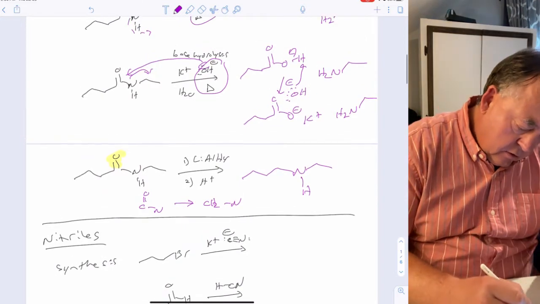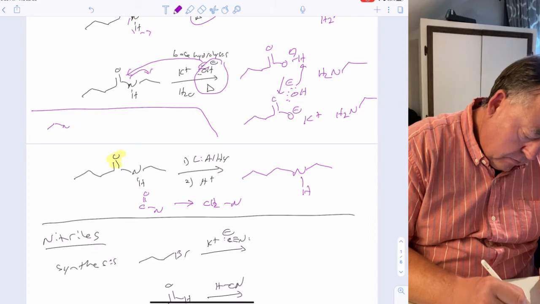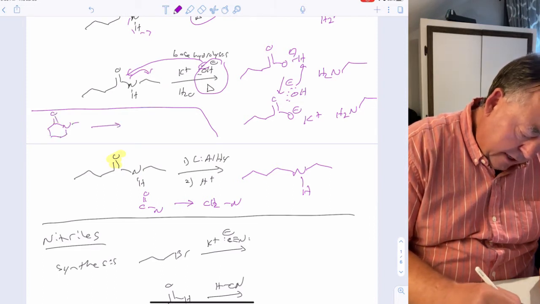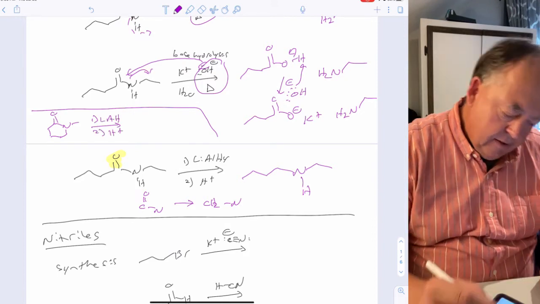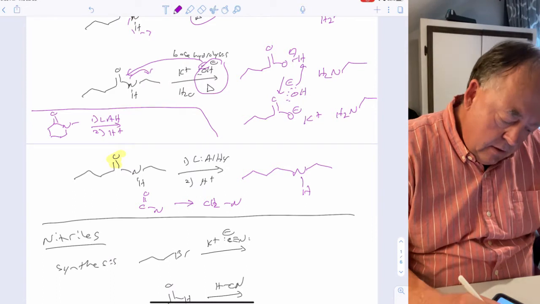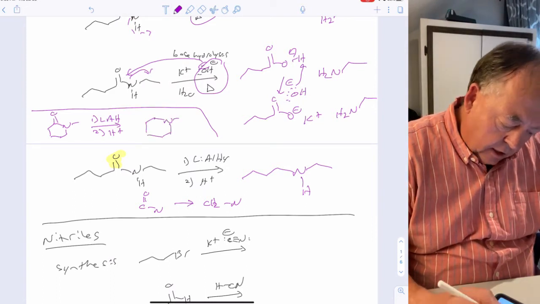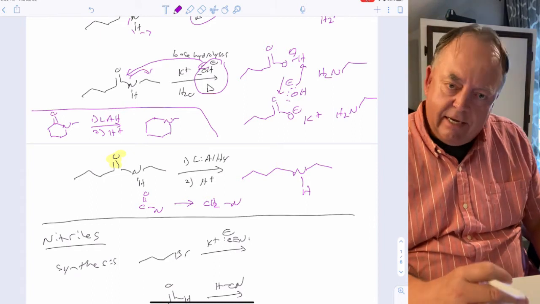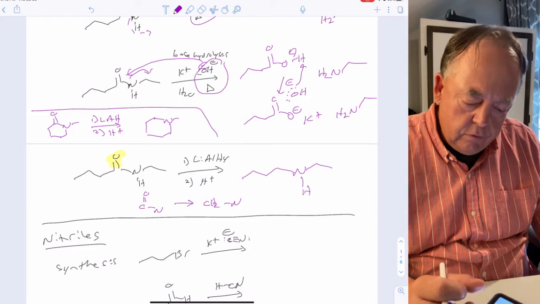Okay, so if we did this reaction, if we had that lactam with lithium aluminum hydride, so if you reduce the lactam with LAH, it's not like an ester lactone, right? The ring would stay intact because all you do is reduce the C double bond O down to a CH2.